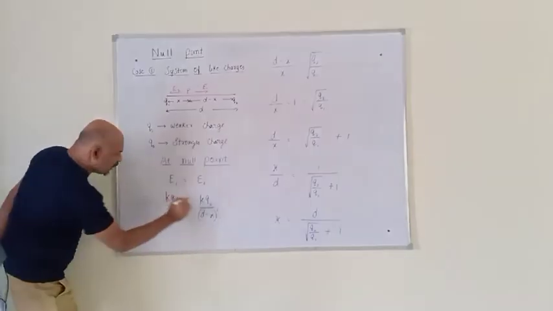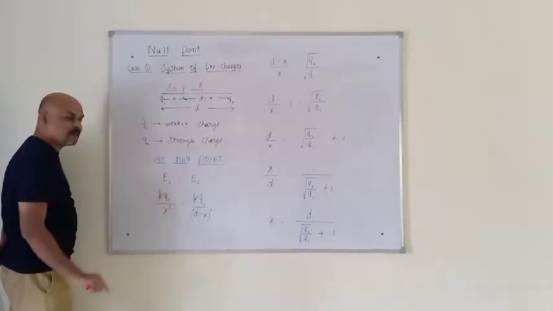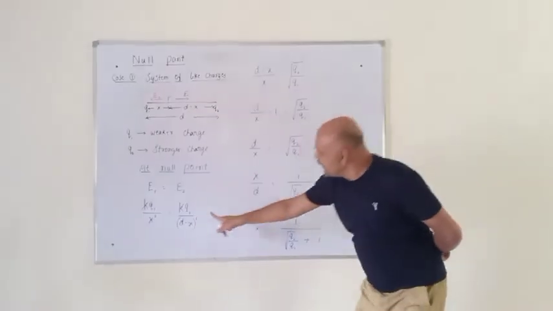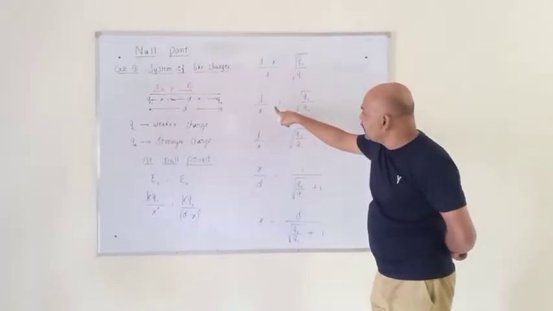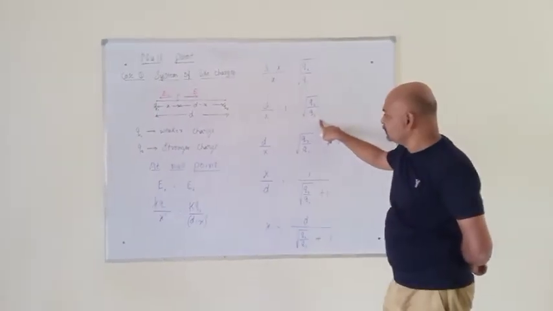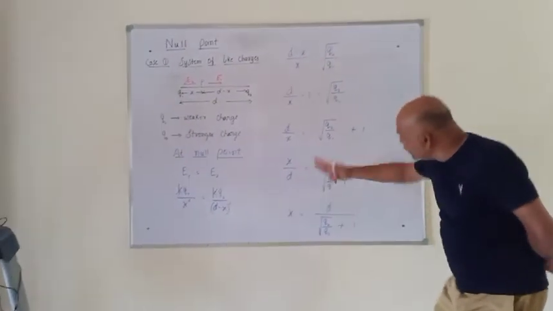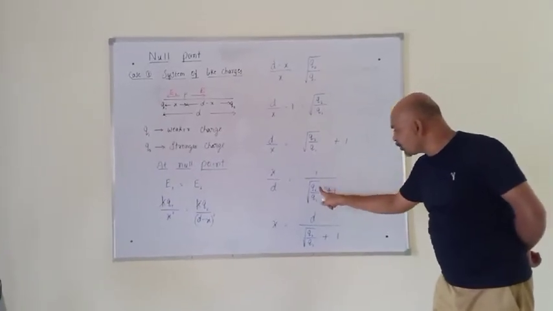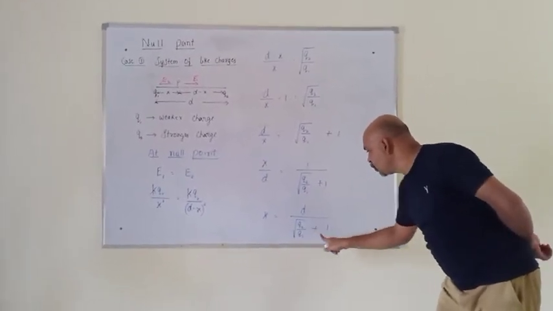Now notice that K and K will cancel. What remains is Q1 by x square is equal to Q2 divided by (D minus x) whole square. Now if you rearrange the equation, (D minus x) divided by x is equal to square root of Q2 by Q1. If you simplify, you will get D by x minus 1 is equal to square root of Q2 by Q1. Shifting the minus 1 to the other side and reversing, you will now get x by D is equal to 1 divided by (square root of Q2 by Q1 plus 1). And x is equal to D divided by (square root of Q2 by Q1 plus 1).